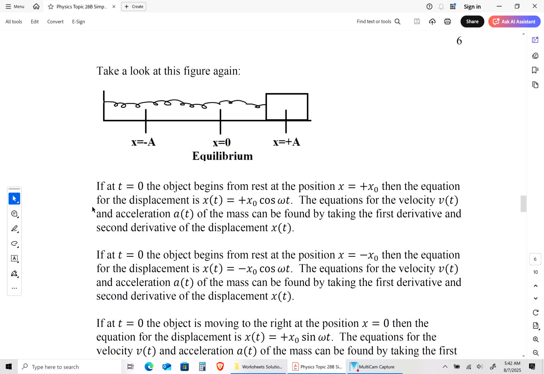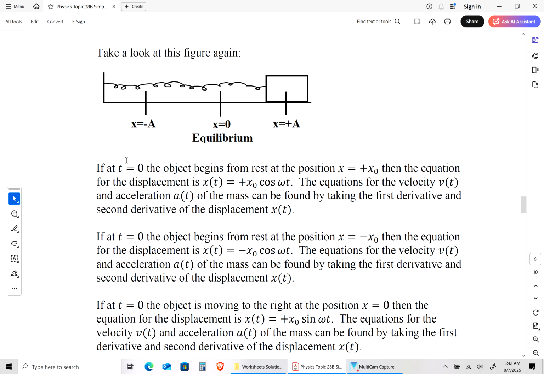So take a look at this figure again. Let's just say this is oscillating between x equals plus a and x equals minus a forever. So if at t equals 0, the object begins at rest at position x equals plus x sub 0, so at t equals 0, our timer starts when we're at x equals plus a. Then the equation looks like this.